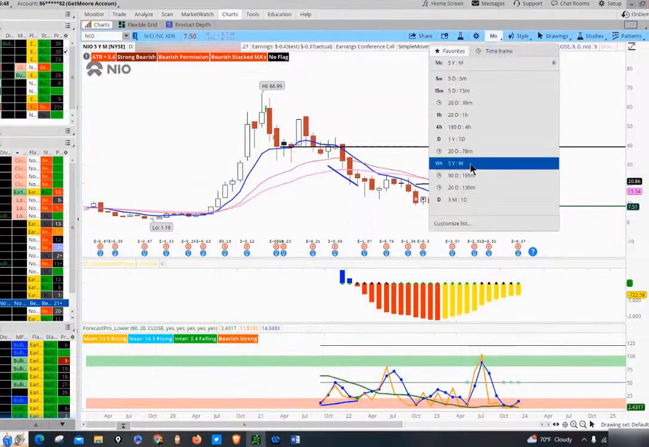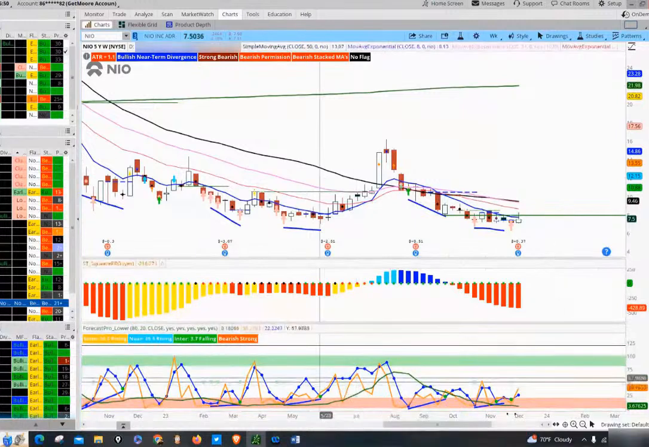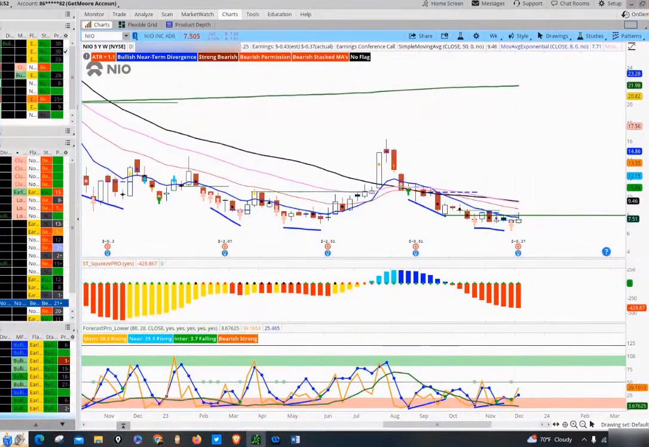Then I'm going to go to the week. In this particular case, I want to know what's going on with the weekly traders. If you can see, the weekly traders were also bearish strong. So this is kind of letting you know what's going on underneath the hood. So we know the month and the week sellers are in total control.